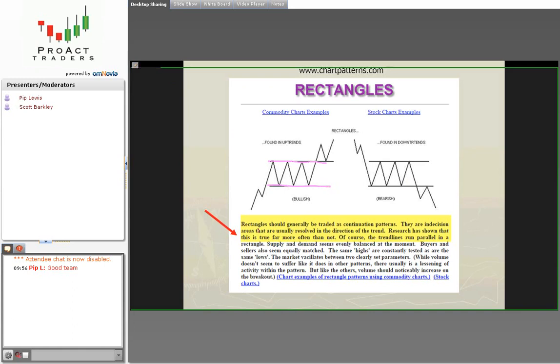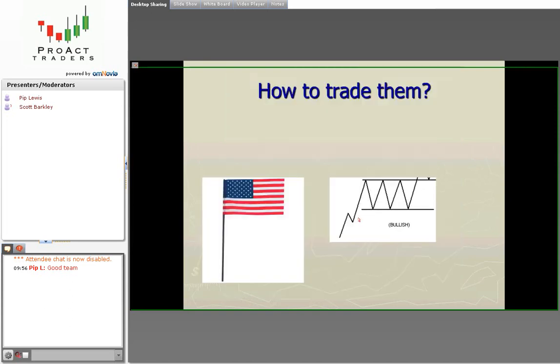So rectangles should generally be traded as continuation patterns. They are indecision areas that are usually resolved in the direction of the trend. Research has shown that this is true far more often than not. So let me translate that for you. Statistically speaking, if you have a flag in here, you will have a high probability trade in the direction that you came into the flag. So if you're in an uptrend, the statistical probability is it's going to keep the uptrend going. Just the opposite on a downtrend. We call it the pole, however, because we use the pole, not the flag.